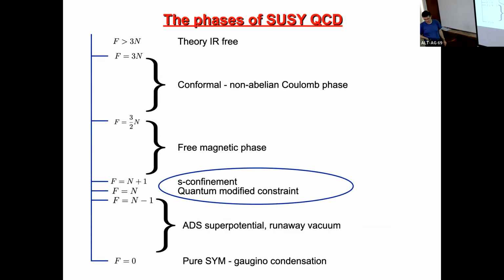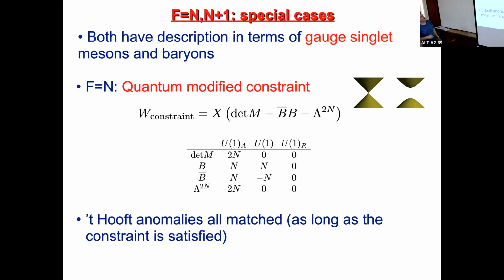All right. Very good. Now there are these two really weird ones. These are two special cases, f equals n and n+1, and let me quickly explain what these do for you. Both of these have descriptions in terms of complete gauge singlet baryons and mesons. Given f equals n, the theory is what is called the quantum modified constraint.